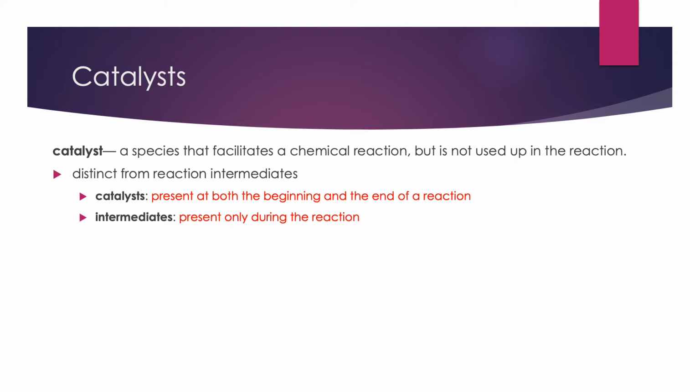So let's start by thinking about what is a catalyst. A catalyst is basically a chemical species that aids a reaction. It facilitates the progress of a reaction so that it happens a little bit faster, and in some cases it causes a particular reaction to happen as opposed to other competing reactions.